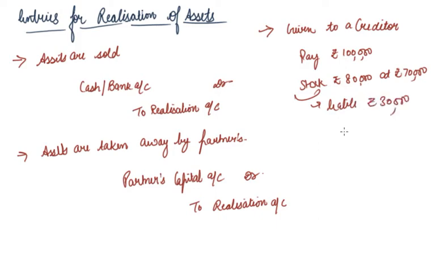So no entry will be passed for 70,000, whereas only one entry will be passed when we pay the liability of 30,000 to him. That is realization account debit to bank account, because we are paying him, so bank will be credited with 30,000.